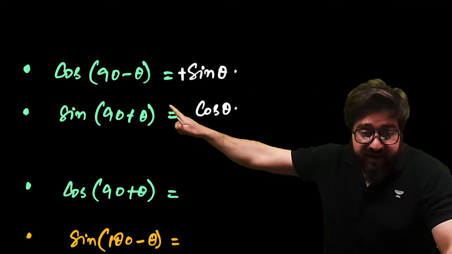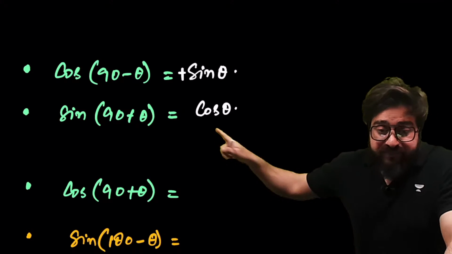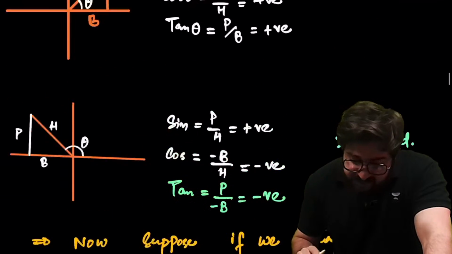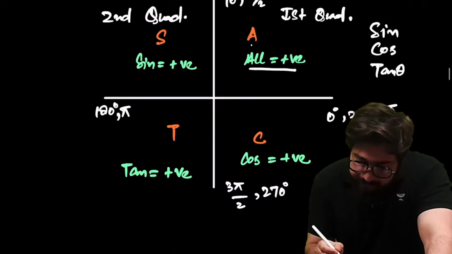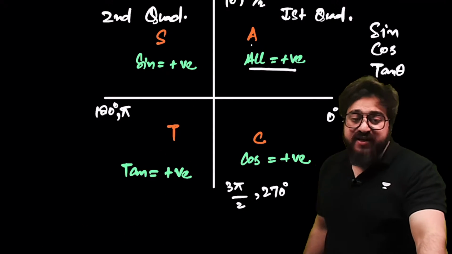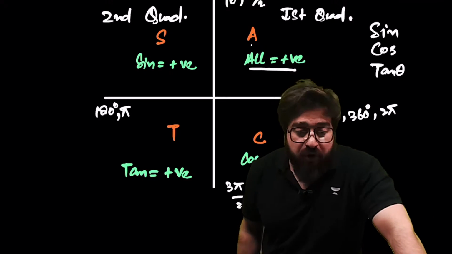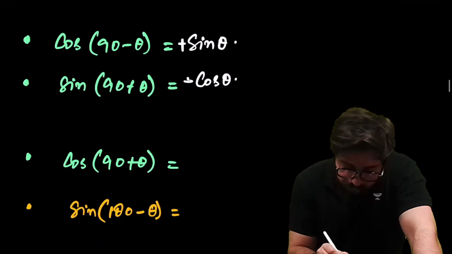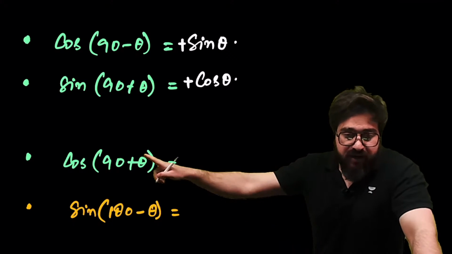Okay. So we say sine can be converted into cos. Now it is 90 plus theta. Sir, 90 plus theta is which quadrant? 90 plus theta is this quadrant. And in this quadrant, we say sine is positive. So it would be positive. Okay. Similarly, you can go for this one.